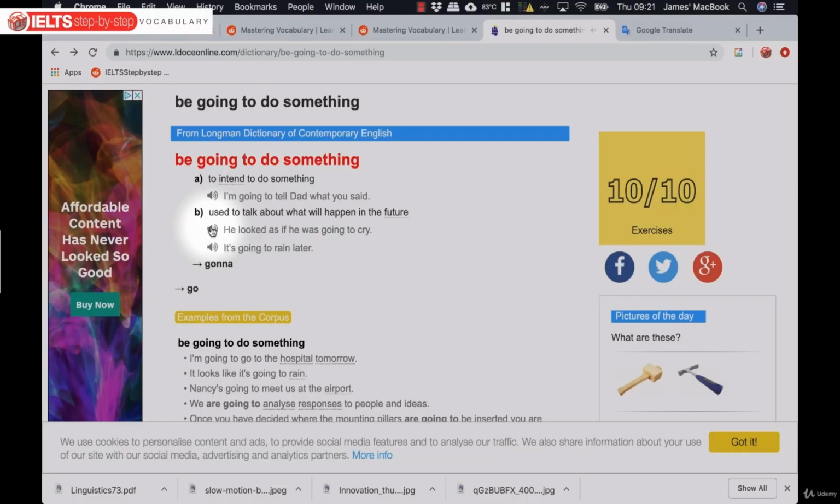However, some of those syllables are shorter than others. Now, can you work out which ones they were? Listen again and try to work out which of these syllables were shorter. He looked as if he was going to cry. Do you notice anything?